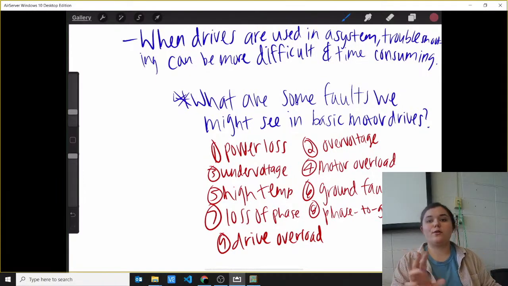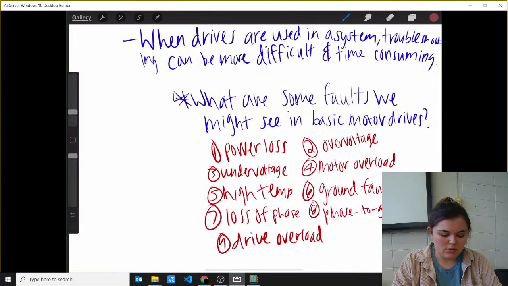You know what? We can just Google it. Let's just Google it because I don't want to say that and then tell you wrong. So let's just say, do VFDs have overload protection built in?